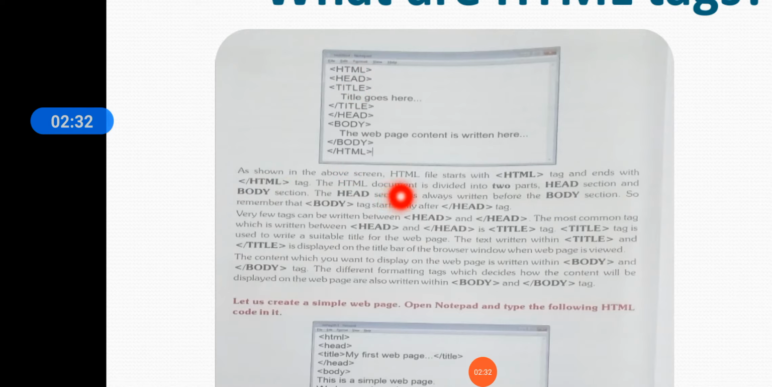As shown in the above screen, an HTML file starts with the HTML tag and ends with the /HTML tag. The HTML document is divided into two parts, head section and body section. The head section is always written before the body section, above the body section. Here you can see head is started and ending, and body has started. So remember that the body tag starts only after the /head tag.